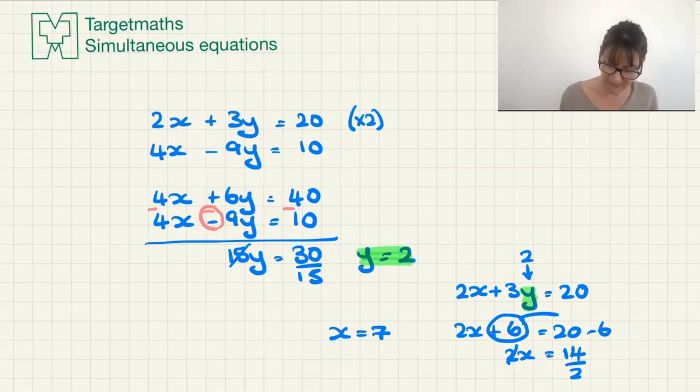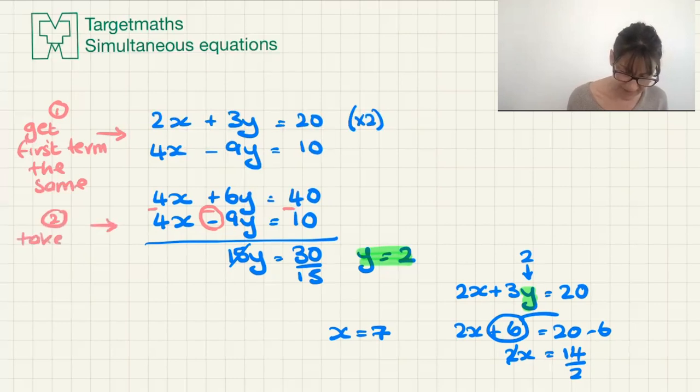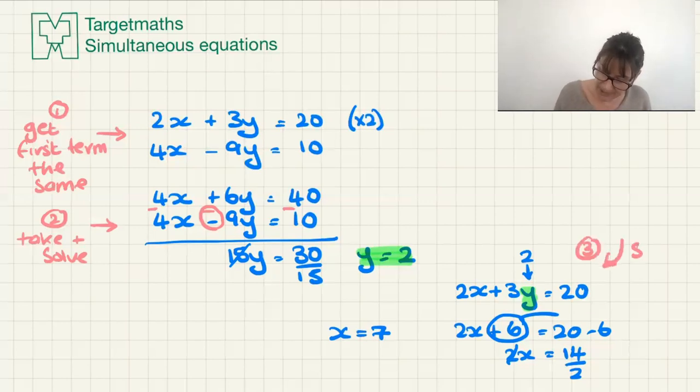Okay, so just a very, very quick recap. Step 1, get the first term the same, get them matching. Step 2, take, and solve, because you're going to take those away and then solve to find y. Last step is over here, step 3. You are going to sub. So you're subbing in. That's what this bit here is. Substitute in. So you're going to sub and solve.